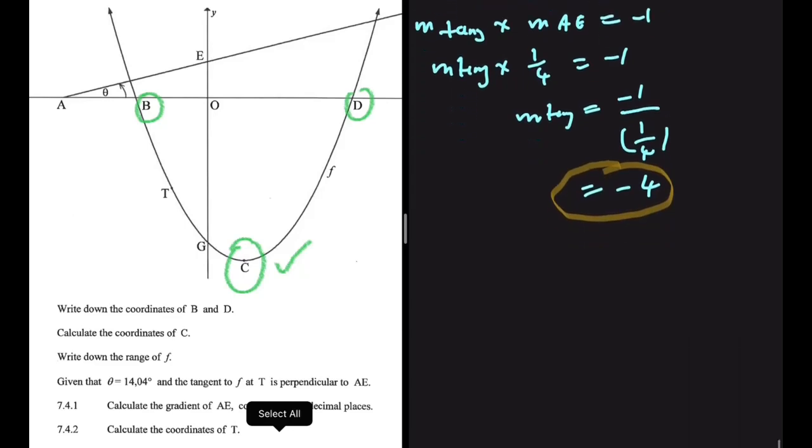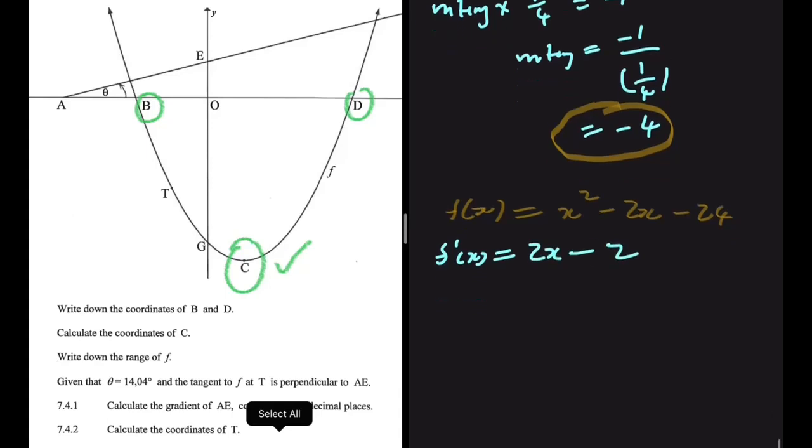So if we do that, f of x at this point, we know it equals x squared minus 2x minus 24. If we differentiate this, we're going to get f prime of x equals 2x minus 2. And that's it. We know that the gradient at that point is minus 4. So we can say that 2x minus 2 equals minus 4.